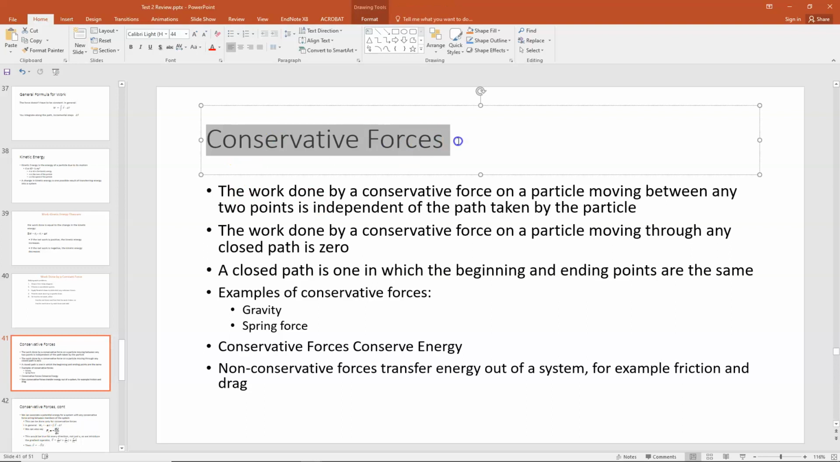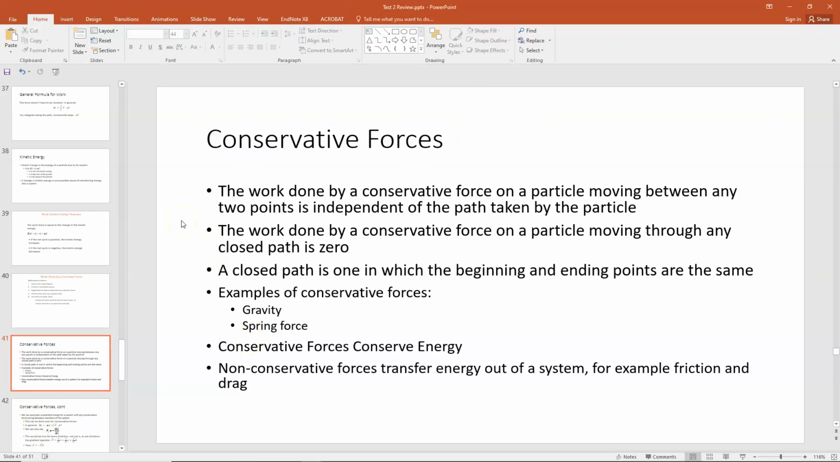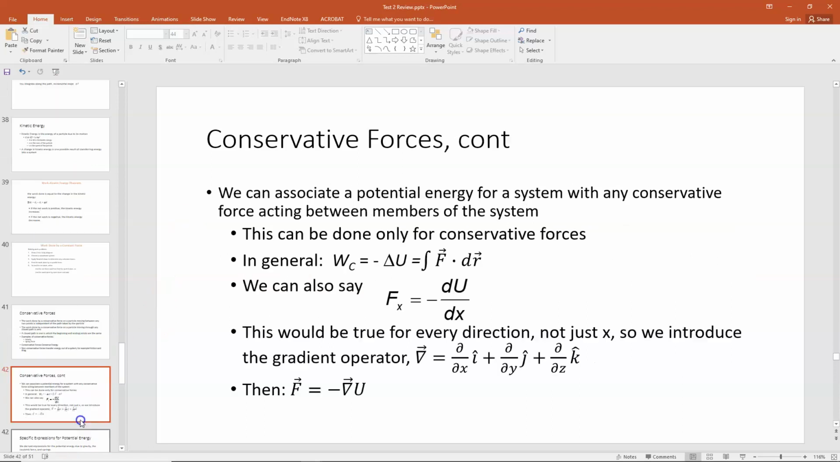Now, we talked a lot about conservative versus non-conservative forces. Basically, conservative forces keep energy in a system, and non-conservative forces transfer energy out of that system. Another way that you can tell the difference between these things is that the work done by a conservative force is independent of the path taken by the particle, but vice versa for non-conservative forces. So the work done by a conservative force, if you're moving through a closed path, if your starting and ending points are at the same place, is going to be 0, okay? Some examples of conservative forces are gravity and the spring forces. Friction and drag are examples of non-conservative forces.